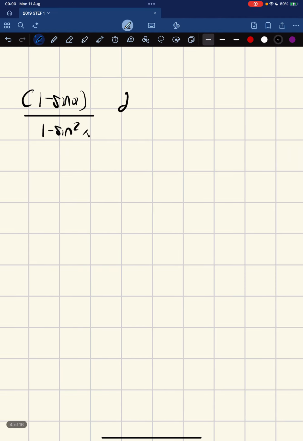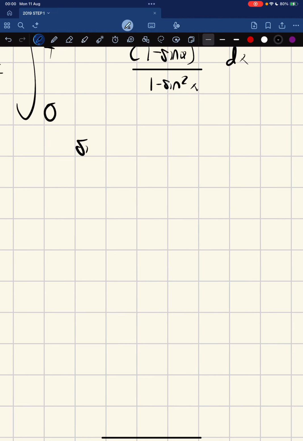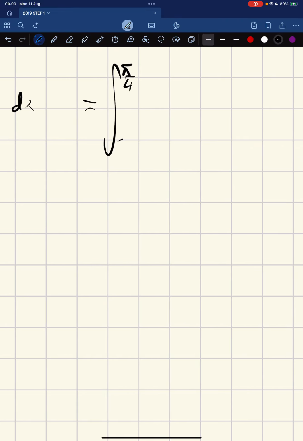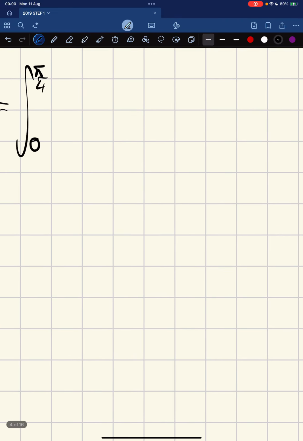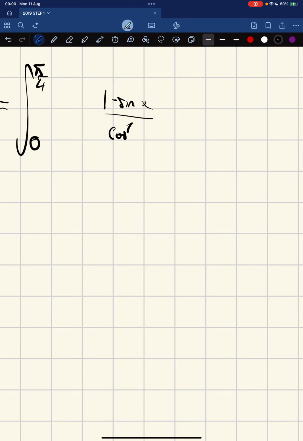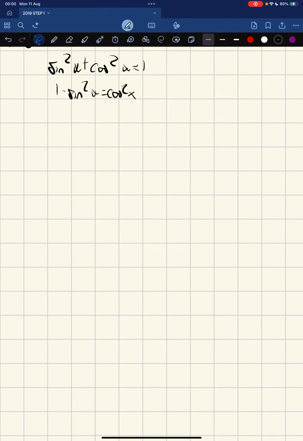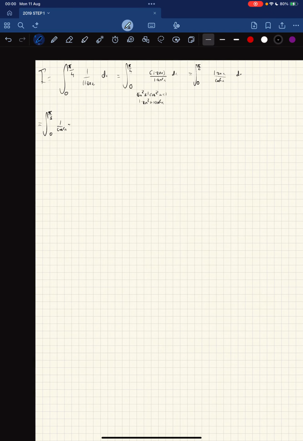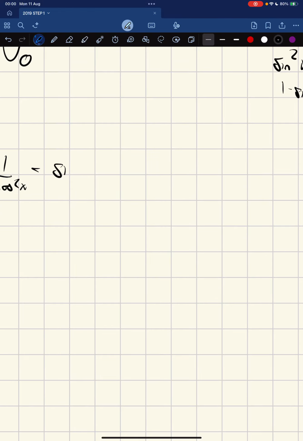Now, remember the Pythagorean identity: sine squared of x plus cos squared of x equals 1, so 1 minus sine squared of x equals cos squared of x. So we have the integral from 0 to pi over 4 of 1 minus sine of x over cos squared of x dx. Now I can split this fraction: 1 over cos squared of x minus sine of x over cos squared of x dx.